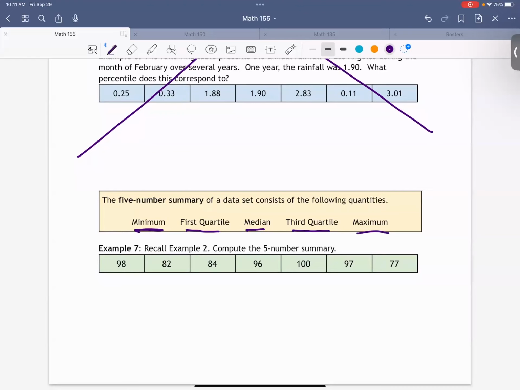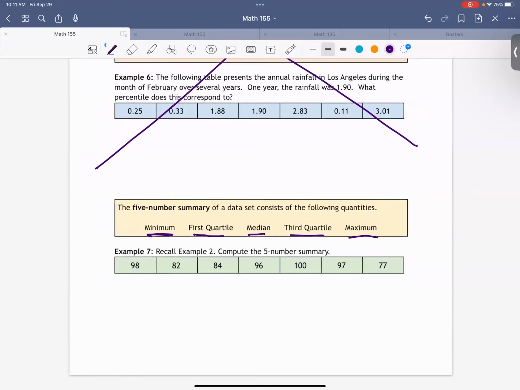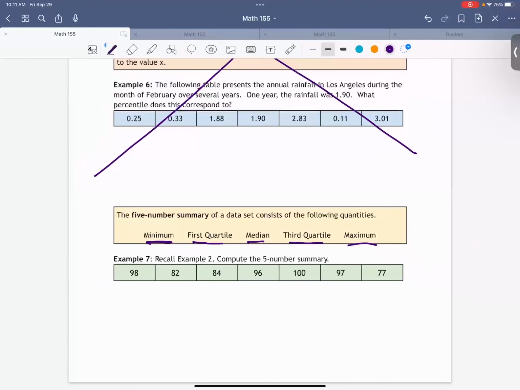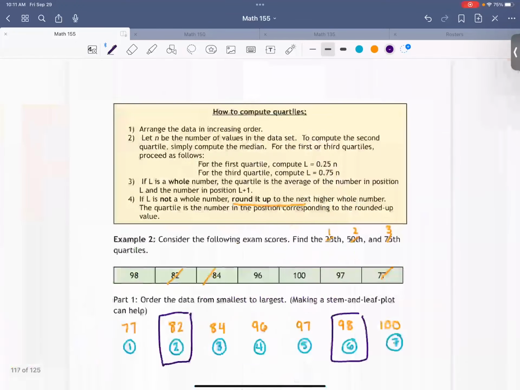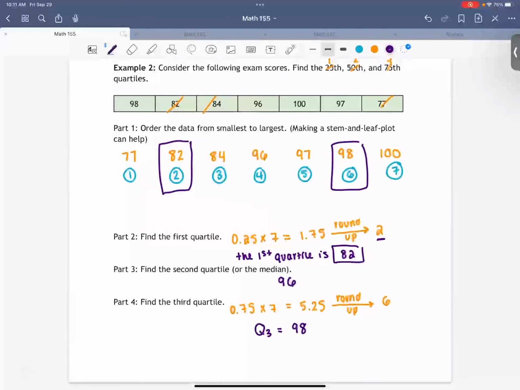And that's what we're going to put in our 5-number summary. So what we're going to do here is recall all the way back to example number 2. I know that's a long way back because I rearranged the set of notes and did not mean for us to go back that far. But if you go back to example 2, we have the set of data and we found the first quartile, the median or second quartile, and the third quartile, 82, 96, and 98.